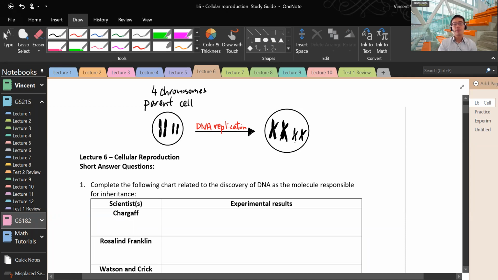Okay, so there is some confusion here that is very common. Even I get confused sometimes. But how many chromosomes do we have here? Okay, we started with 4 chromosomes. So after DNA replication, how many chromosomes do we have in this picture?